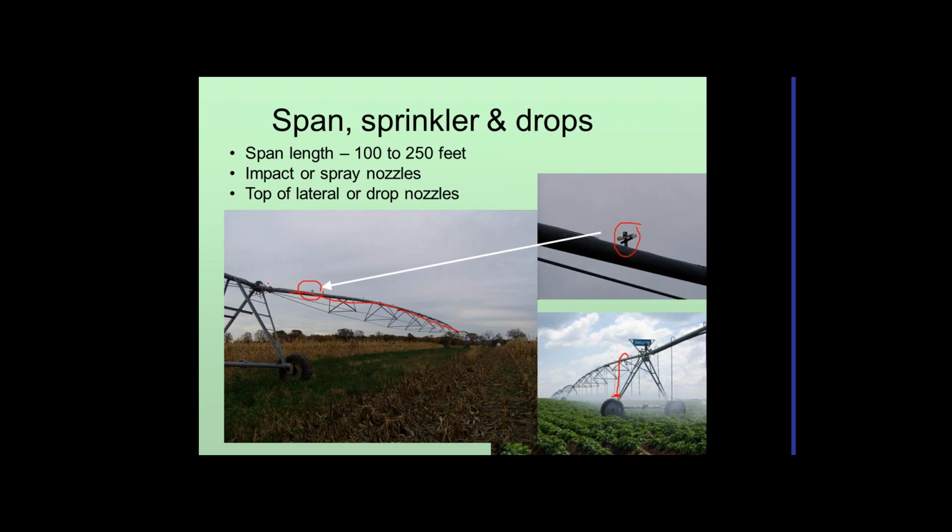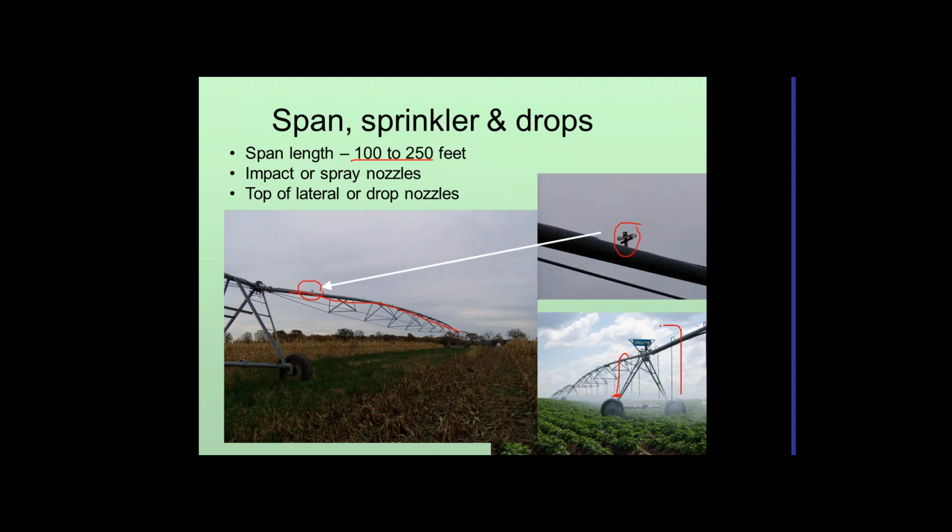So these spans can be 100 feet to 250 feet. Sometimes the first section is a little shorter than the rest of the sections. It just depends on how they're laid out. A typical center pivot's about 1,300, 1,310 feet long. It just depends on the size of the field as to how long the total system will be.